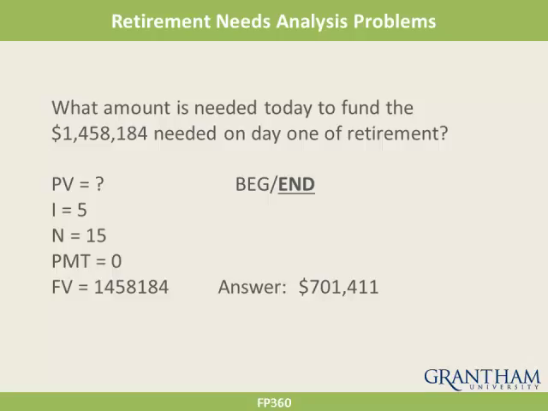You plug in those numbers, make sure the calculator is set for the end. Although one little secret is, since the payment is 0, it won't really matter. But you just want to get in the habit of setting the correct mode. And then you press the present value button, and the answer you should get is $701,411.